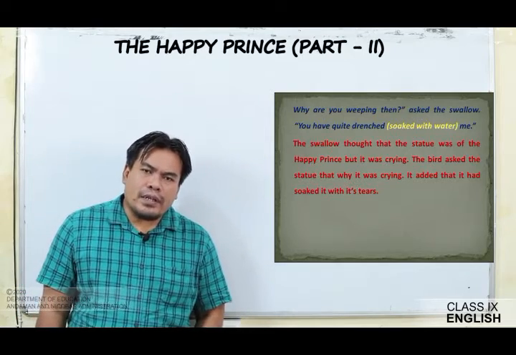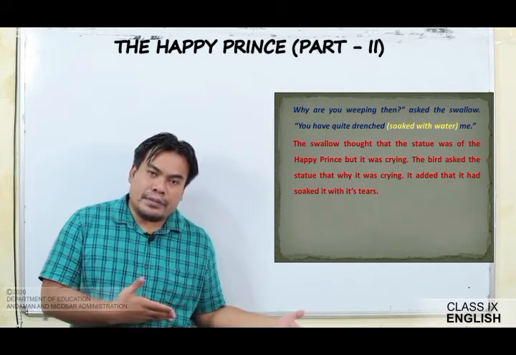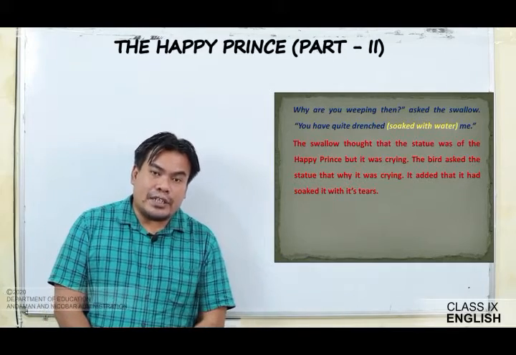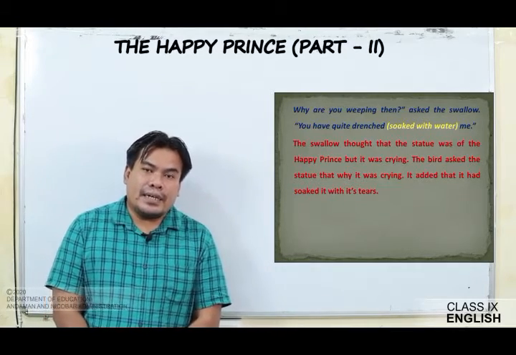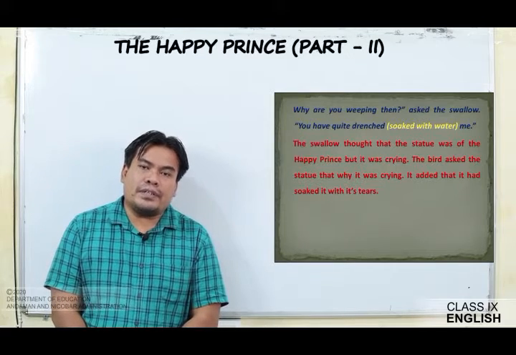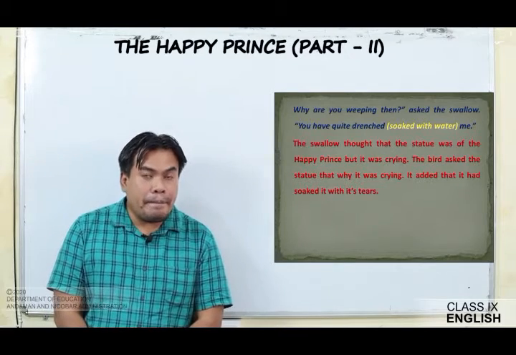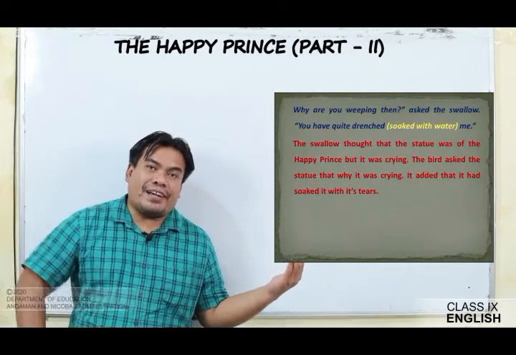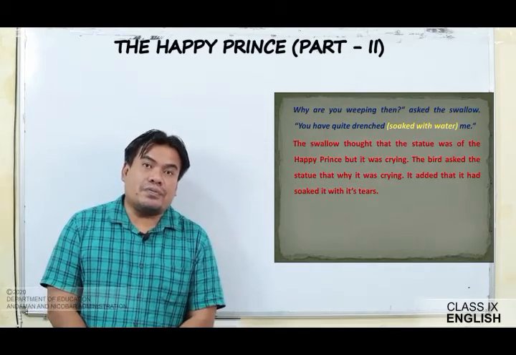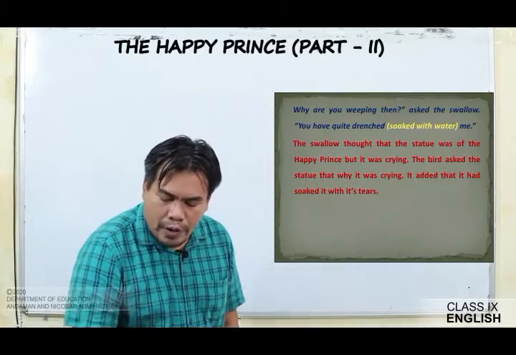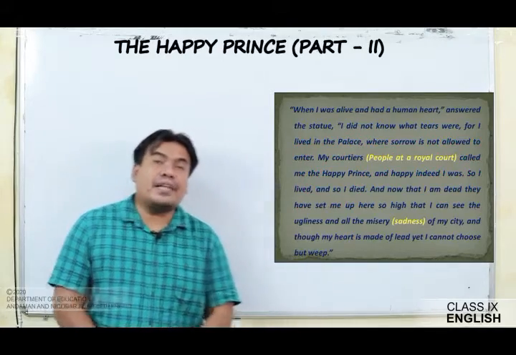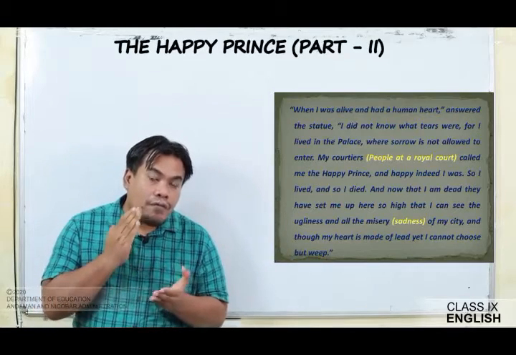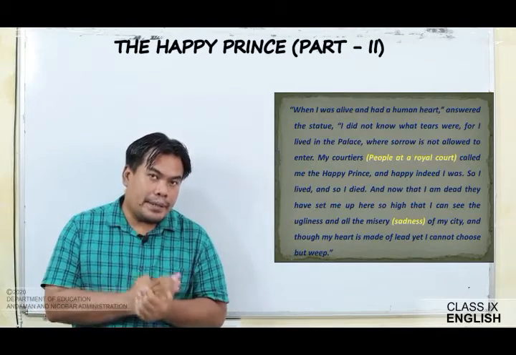The swallow thought that the statue was of the happy prince. Then why was it crying? The bird asked the statue as well why it was crying. It added that it had soaked it with the tears of the prince. Yep, that's what I told you, right? The bird was completely wet because of the tears of the prince. Let's just move on. "When I was alive," these are the statements of the prince.